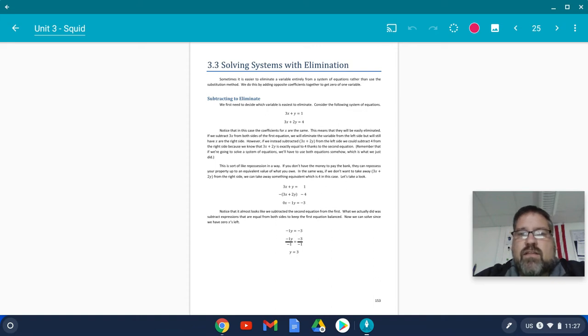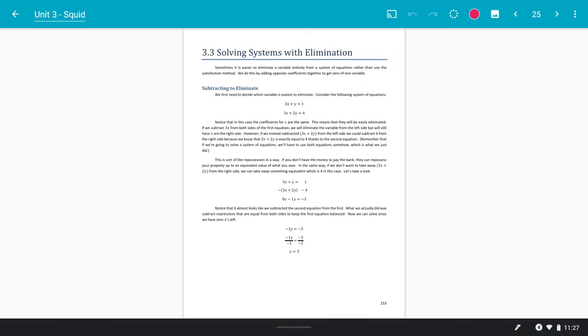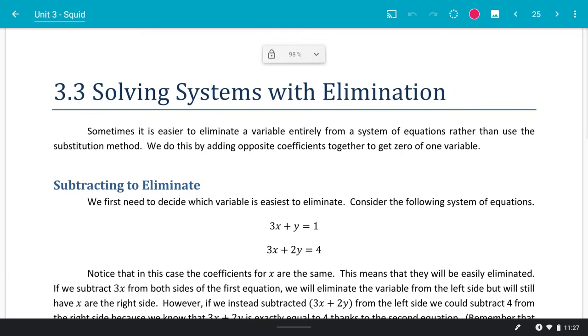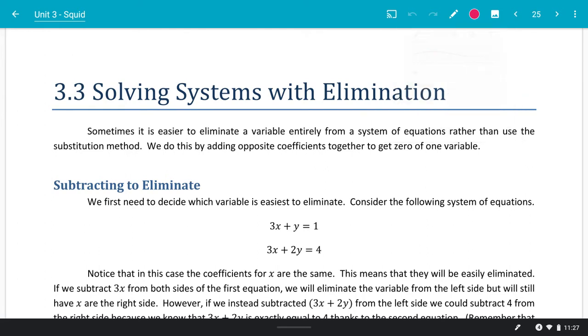3.3, solving systems by elimination. Read and highlight. Let's go to work. As we begin, I do want to put on my own twist here. Sometimes I'll call this elimination, aka, also known as the addition method.